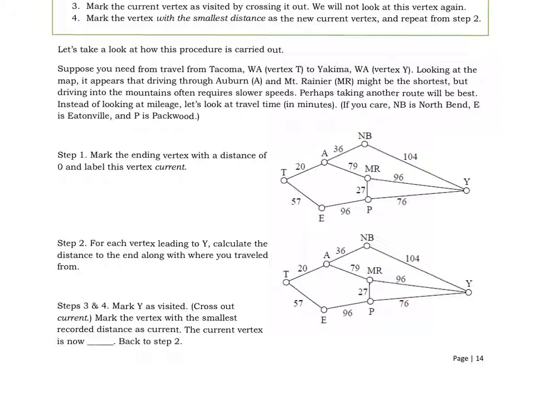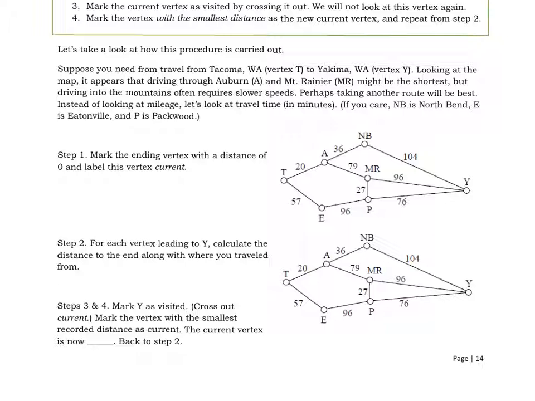So our goal is to get from Tacoma, over there on the left of our graph, over to Yakima on the right-hand side of our graph. And the numbers are travel time in minutes. So this is how long it's going to take us to get from these different cities to the next one.